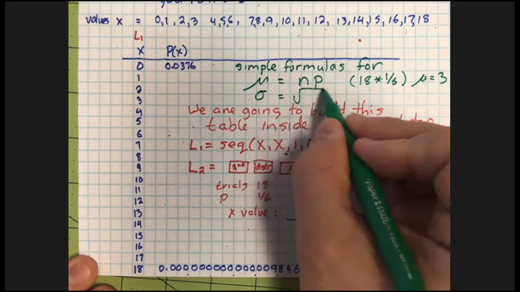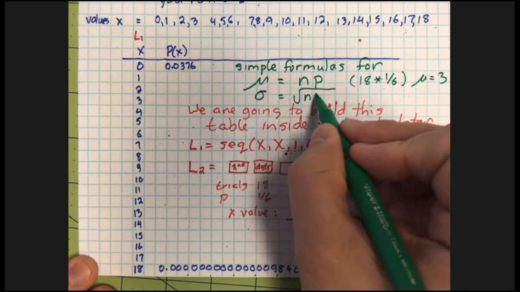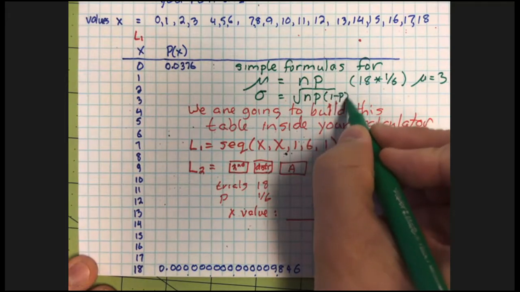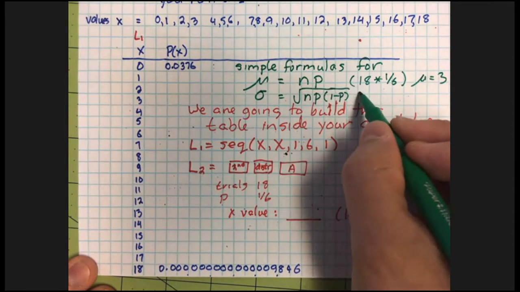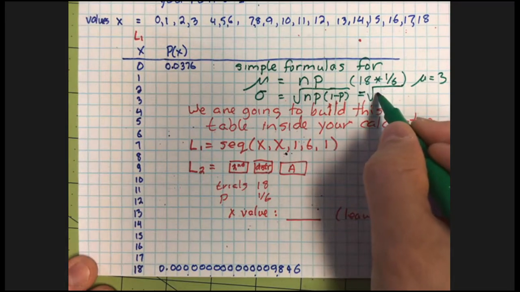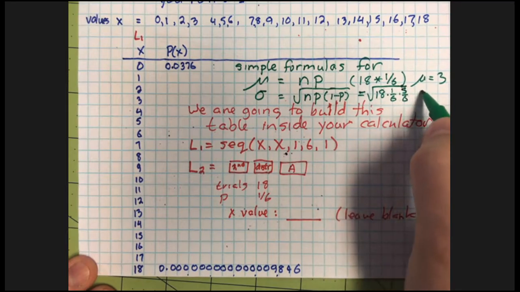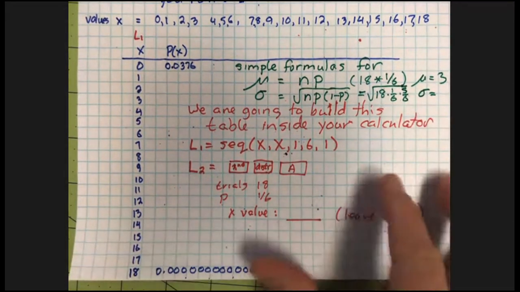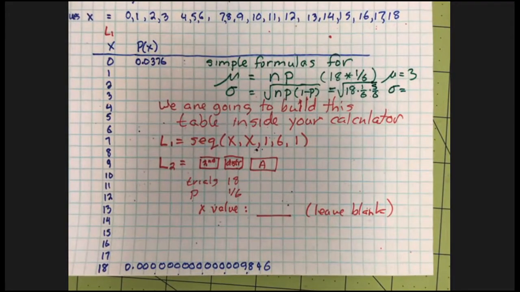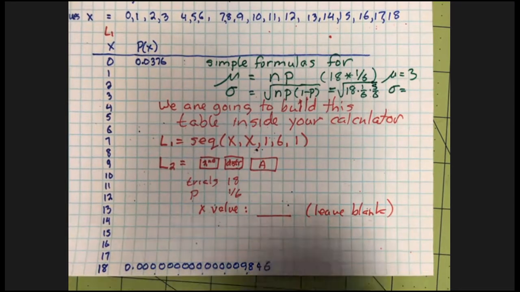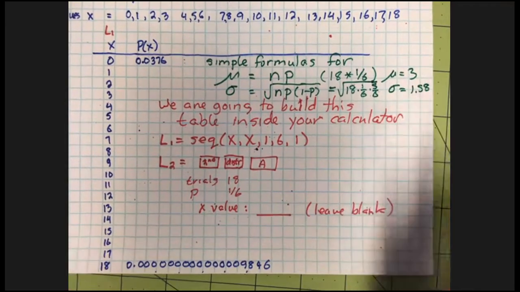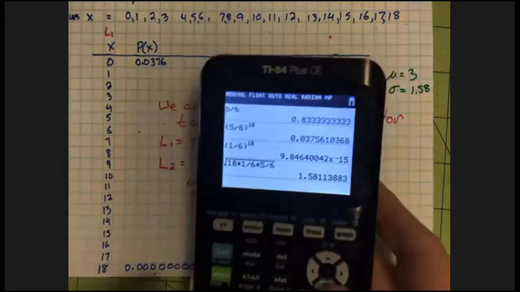The standard deviation is the square root of the number of trials times the probability of winning times 1 minus p, which is the probability of losing. Now that is the square root of 18 trials times 1/6 times 5/6. 5/6 is the probability of not getting a 1. So the standard deviation in this case, if I put it on my calculator, what is the square root of 18 times 1/6 times 5/6? Sorry, I mistyped that. I get 1.58. I just typed that into my calculator.